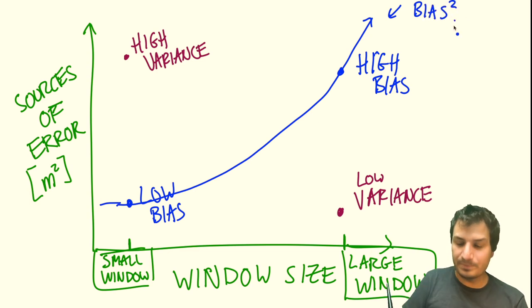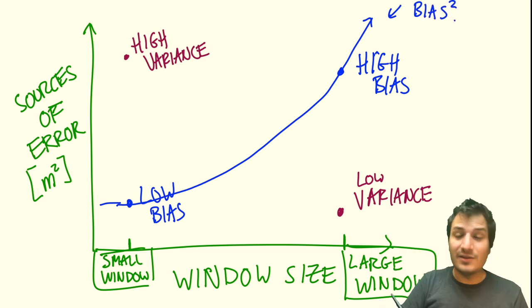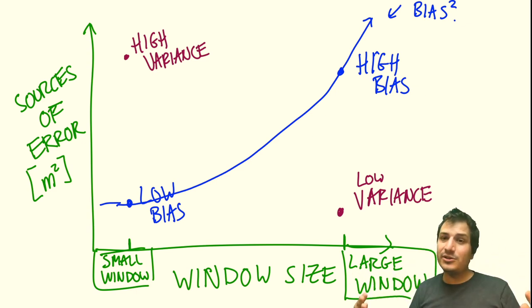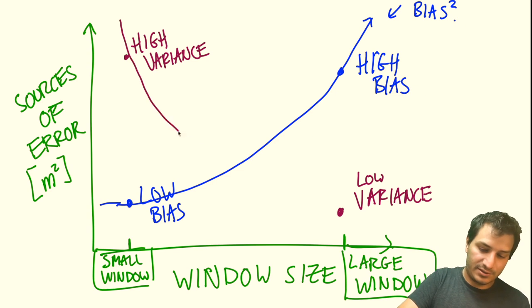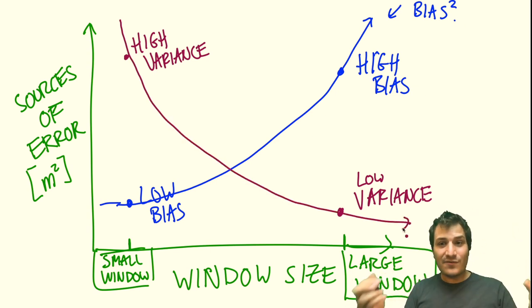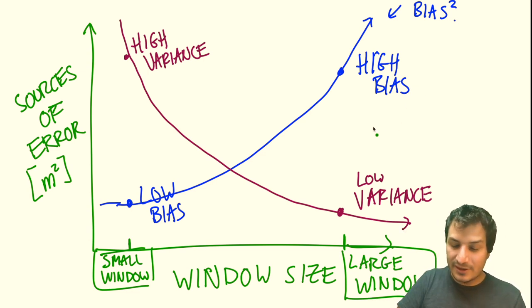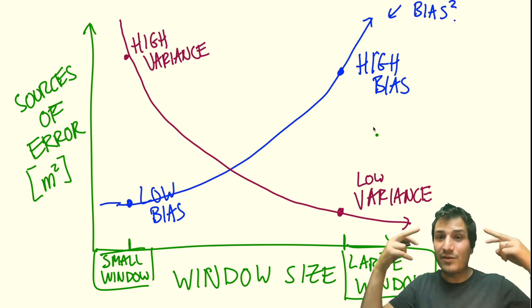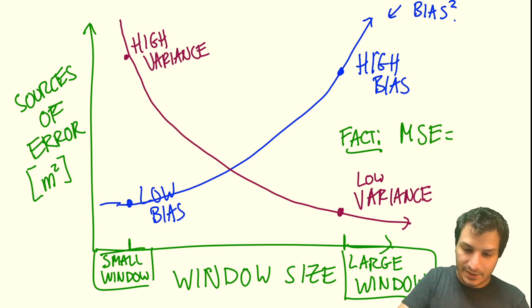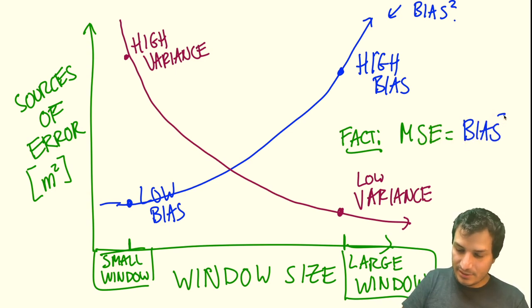Bias squared. Okay. On the other hand, variance is doing the complete opposite thing. The bigger you make the window, the more points you include, the lower your variance is. Okay, so you get a curve like that. And it is a fact that the mean squared error can be decomposed as the sum of the bias squared and the variance. This is a fact, which is that the mean squared error can be written as the bias squared plus the variance.